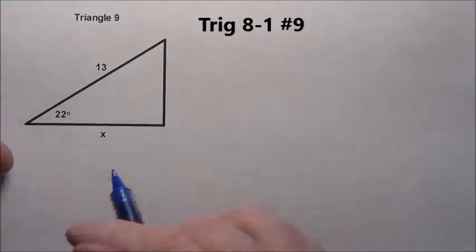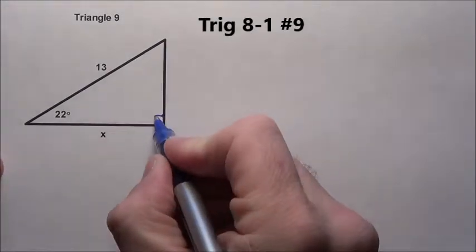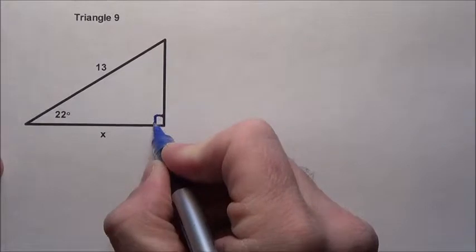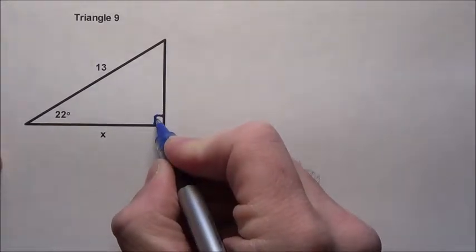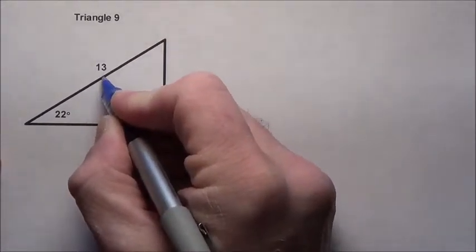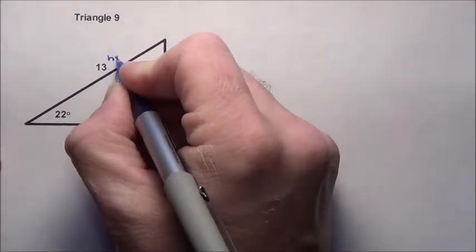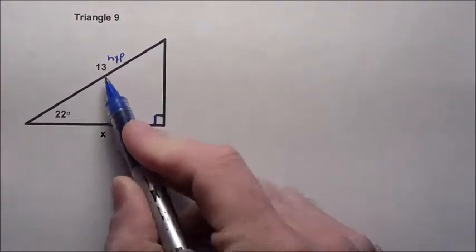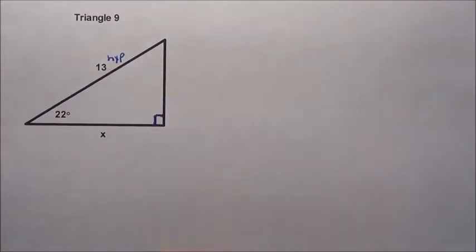Here's triangle 9. We have a right triangle. The right angle has got to be right there in the corner. Across from the right angle is always the hypotenuse. So we know this 13 is our hypotenuse. So we're given that. Now, adjacent and opposite sides depend on where the angle's given.